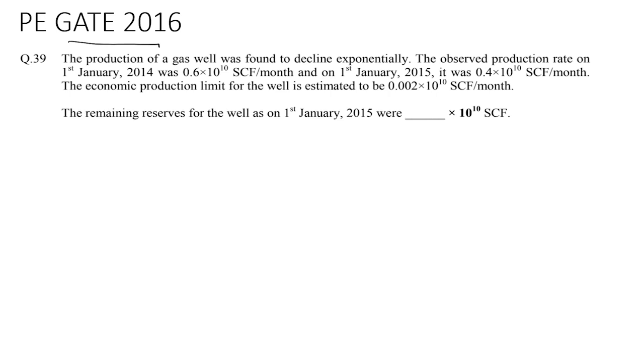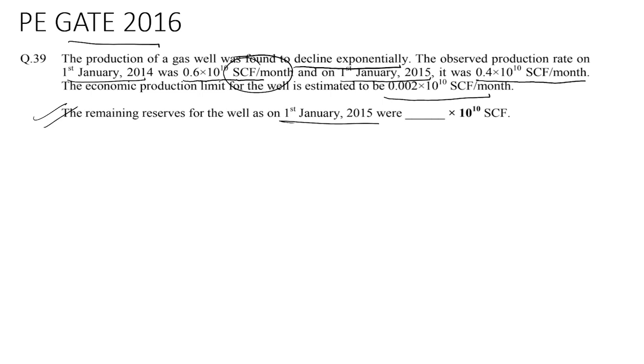It has been given that the production of a gas well was found to decline exponentially. The observed production rate as of 1st Jan 2014 was 0.6 into 10 to power 10 SCF per month. Take special note on the unit. And as of 1st Jan 2015 it was 0.4 into 10 raised to 10. The economic production limit for the well is estimated to be 0.002 into 10 to power 10. So we have to find the remaining reserves for the well as of 1st Jan 2015.